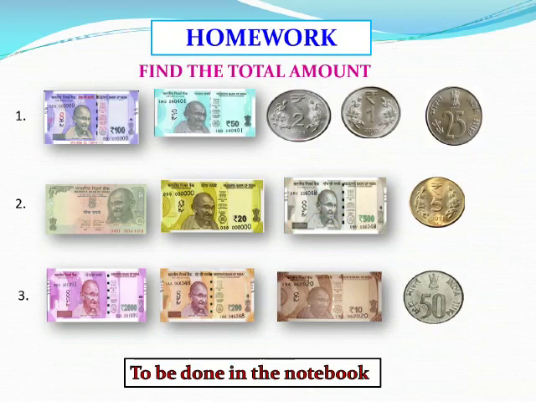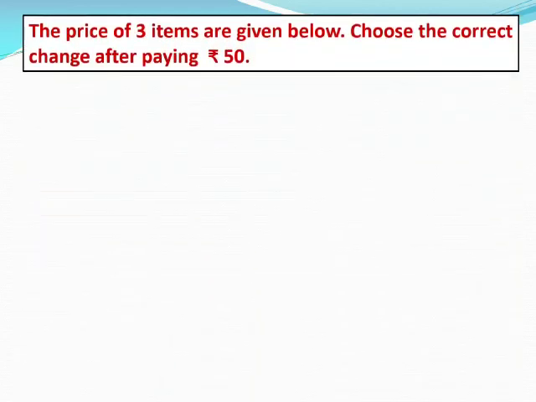Children, this is your homework. These questions to be done in your notebook. Okay, children? Here is an exercise for you. The price of the three items are given below. Choose the correct change after paying rupees 50. So, three items are given. Cost also given. But you are paying rupees 50. You have to get a change.